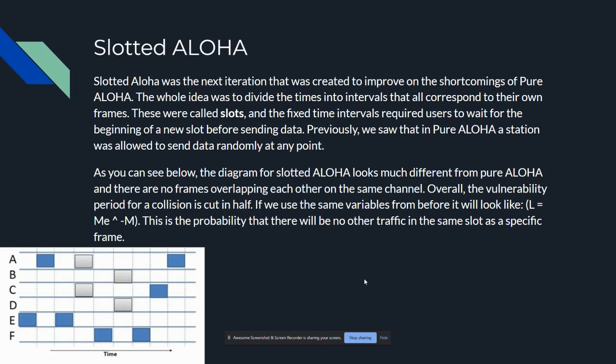And so as you can see below, the diagram that I just showed looks a lot different than Pure Aloha. You don't see any overlaps on the same channel. You see every frame is in its proper slot. And so we can calculate the vulnerability being cut in half because of this. And so if we use the same variables from before, if we wanted to calculate the load of slotted Aloha, it would be M e raised to the negative M. And that's just the probability that there will be no other traffic in the same slot as a specific frame. So as you see in the diagram below, all the frames are in their proper slots.